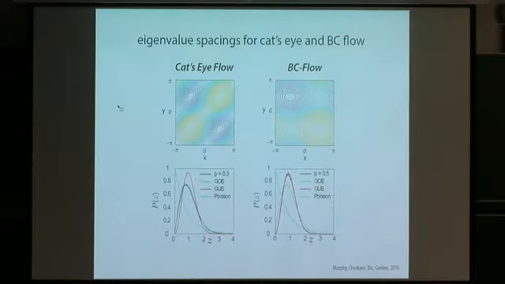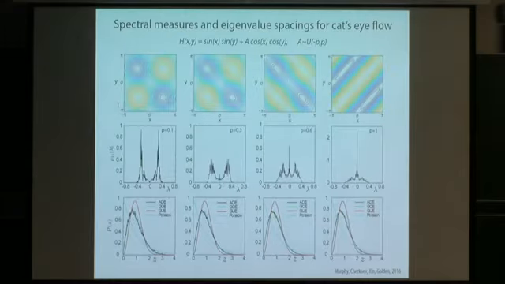Here's just a few sample calculations, a cat's eye flow and a BC flow. And again, we do not understand this, but the eigenvalue spacing distributions for the cat's eye flow seem to correspond to the GOE, Gaussian orthogonal ensemble, and for the BC flow, the Gaussian unitary ensemble. Anyway, again, just opening up a whole other world to investigate why these things are the case.